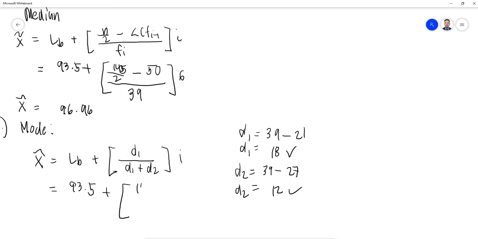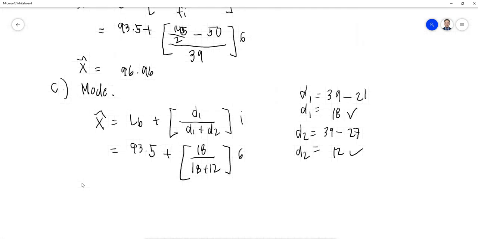D sub 1 is 18 divided by d sub 1, 18 plus 12. Then we have the class size as 6. Computing the mode, we will get 97.10. Take note that the formula for mode is without ties. This is applicable to class intervals whose frequency are without ties.